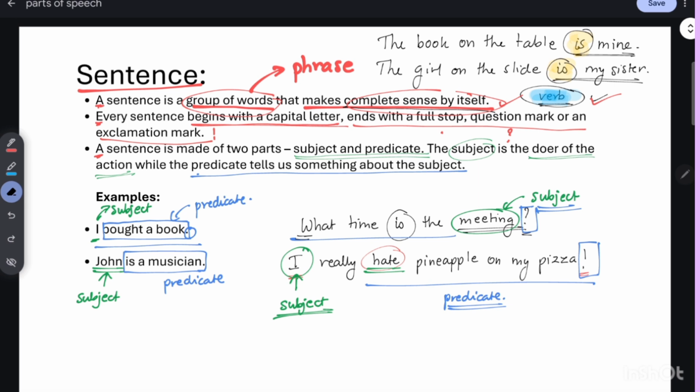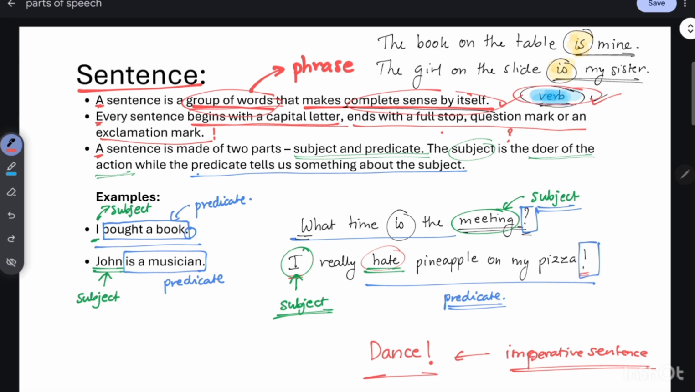So in this section today, we have studied that a sentence is a group of words. It can also be a single word, like in the case of the sentence dance. Does it make complete sense? Yes, because it is an instruction. It is what we call an imperative sentence. So it has to be a group of words, or it can just be a single word as well. And it must make complete sense, which means it should have a verb at least. Here, dance in itself is a verb.